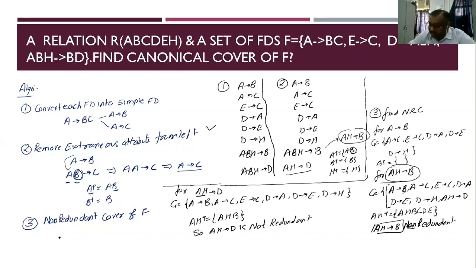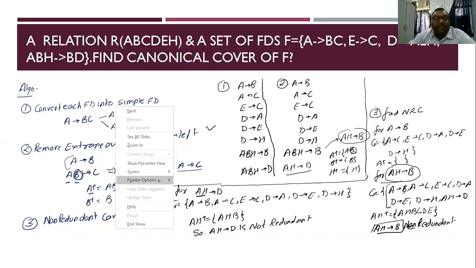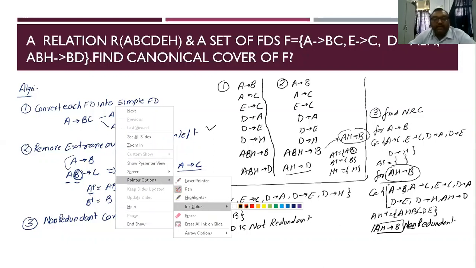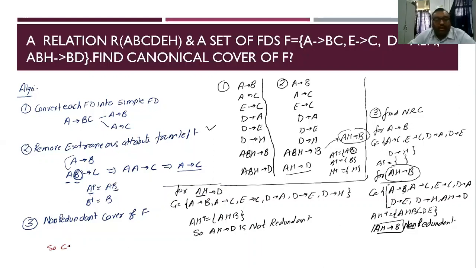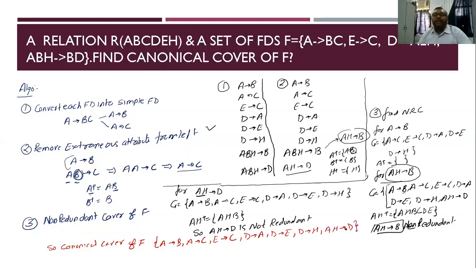So here you can write the solution. In the solution, the canonical cover of F is: A determines B, A determines C, E determines C, D determines A, D determines E, D determines H, and AH determines D. So whenever you have to write the canonical cover of F, these are the steps.